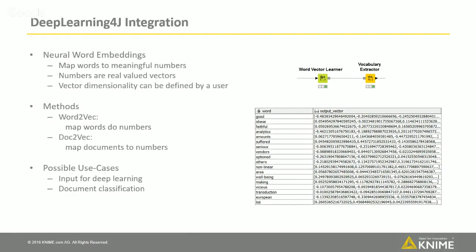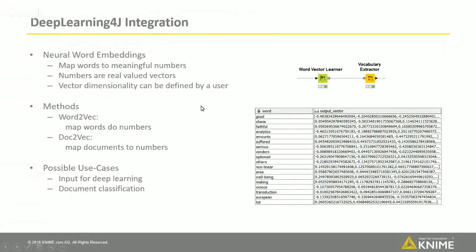So next, I'd like to talk about the second part, which is about text processing with deep learning for J. The library includes an algorithm to learn so-called neural word embeddings. So what are neural word embeddings? This is an algorithm with which maps words to meaningful numbers. These numbers are real valued vectors, and the dimensionality of these numbers can be specified by a user. And this would look like something like this. So we can create numeric representations of text.